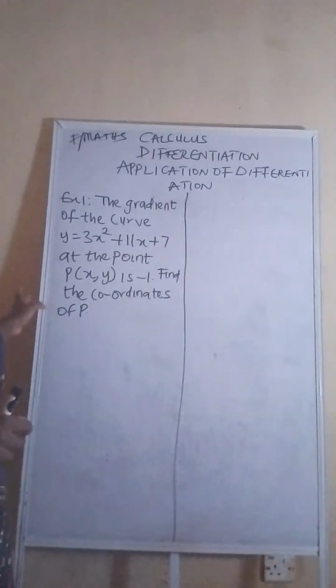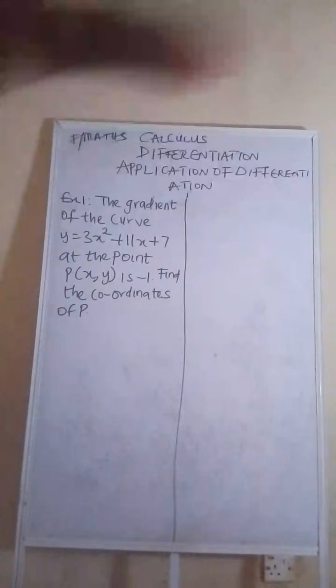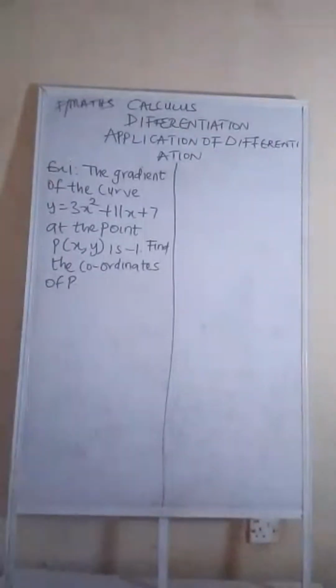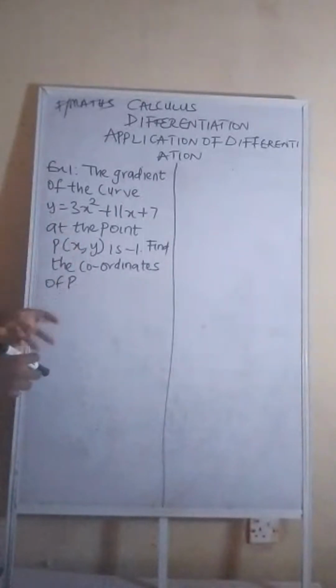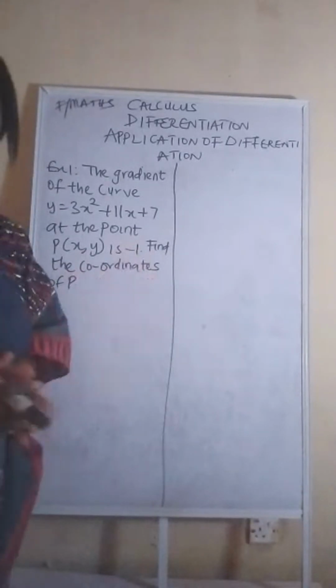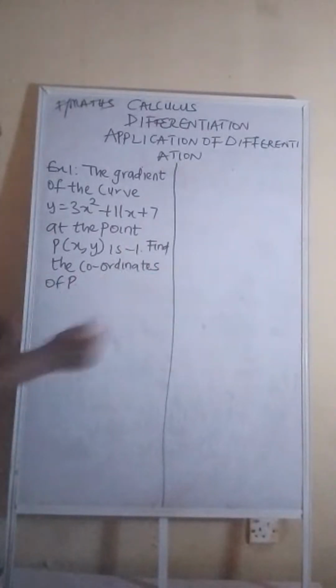Alright now. This is the gradient of the curve y equals 3x squared plus 11x plus 7 at the point P(x, y), and it is minus 1. We have to find the coordinates of P. Do you understand? This is how we are going to solve it.